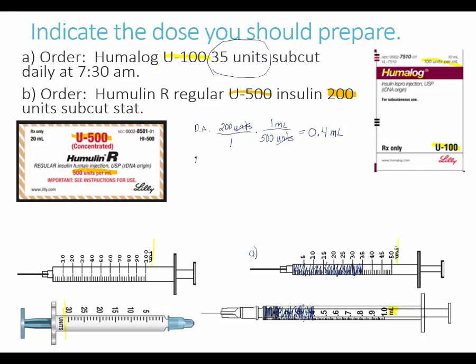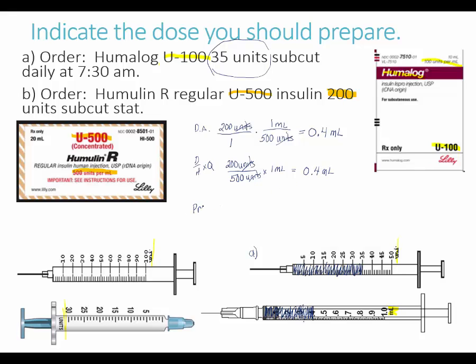So the nursing formula is desired over have times quantity. In this approach, we desire to give our patient 200 units as the doctor has ordered. We have 500 units, and in the nursing formula, the labels on these two pieces must cancel. And that 500 units is in a quantity of 1 milliliter. Doing the math, we'll get the exact same answer.